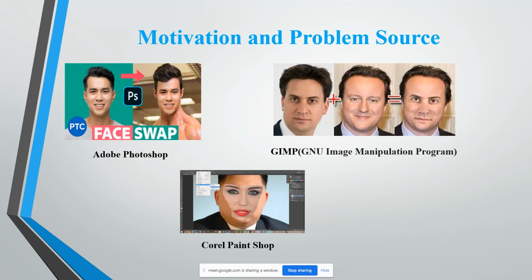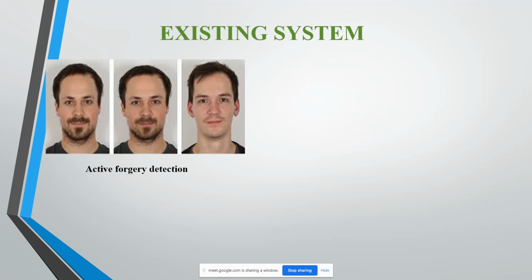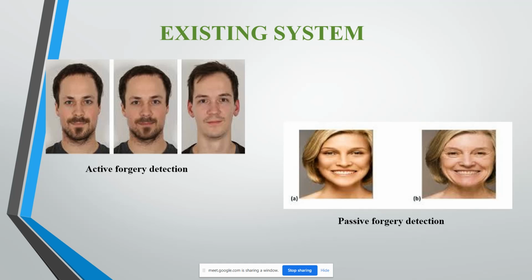In this research, image processing techniques are implemented to achieve an efficient result for detection of forged images. Here Gowthami is going to explain the existing system and proposed work. Let us look at the existing system. There are two kinds of image tampering detection techniques: first is active forgery detection and second is passive forgery detection.